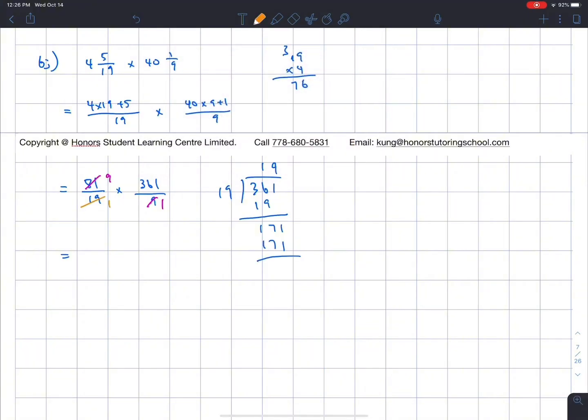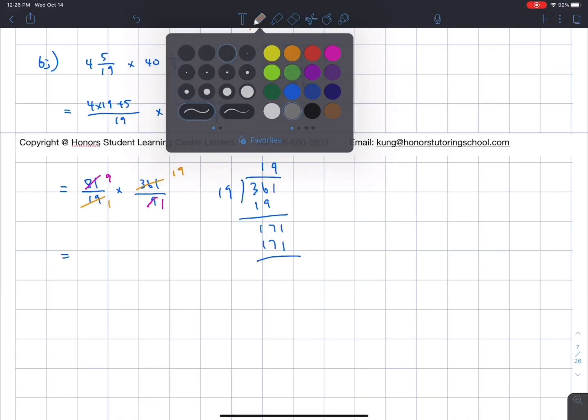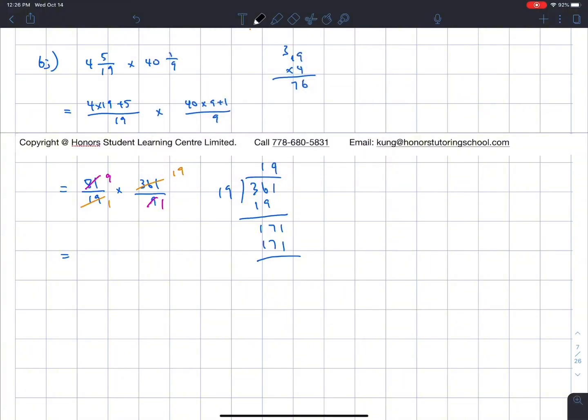Divide 19 by 19 to get 1. Divide 361 by 19 to get 19. So our final answer is just 19 times 9, which is 171 over 1. And that would be the answer. 171, just 171. Anything over 1 is itself.